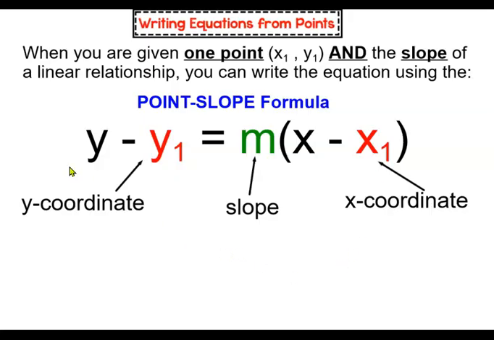Part of this formula is permanent. That's all of the characters written in black. And part of this formula needs to be erased and replaced, or substituted with values. Those are the red x1 and y1 coordinate and the green slope. Let's take a look at an example.